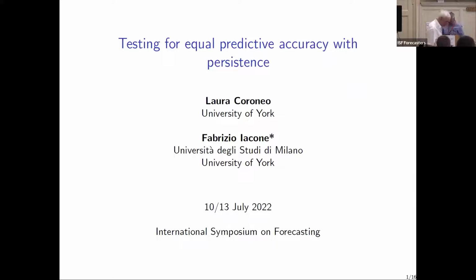Okay, so the paper is testing for equal predictive accuracy of persistence, and Fabrizio is going to do the presentation. Thank you very much, and thank you very much for being here. This is joint work with my friend Laura and my former colleague at the University of York.